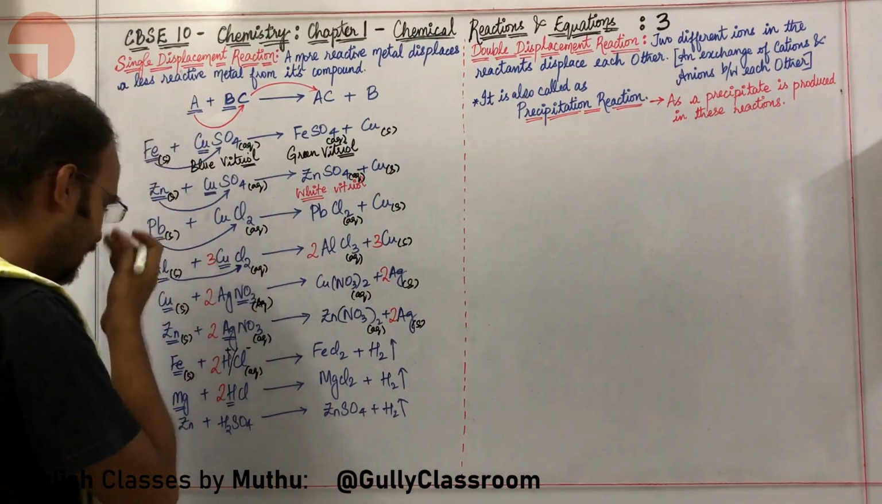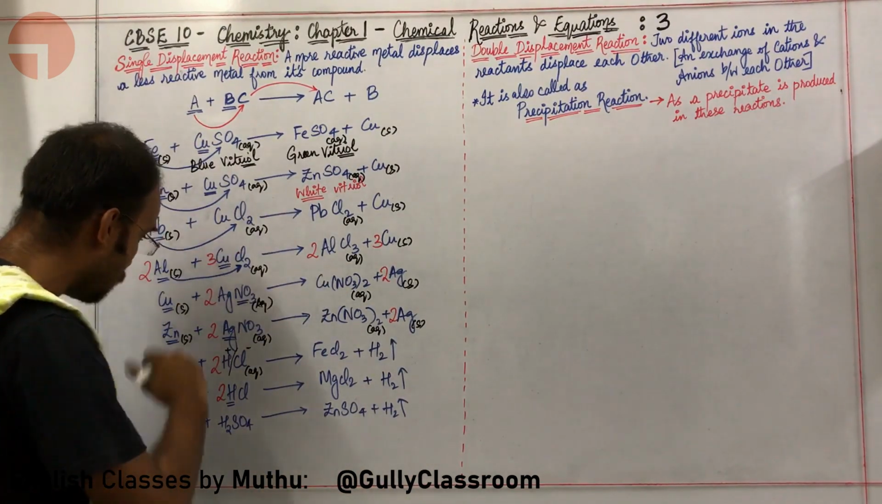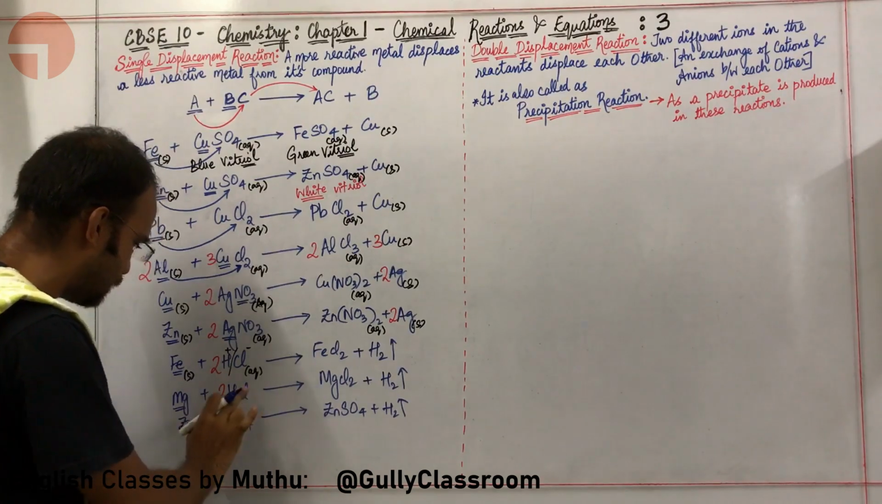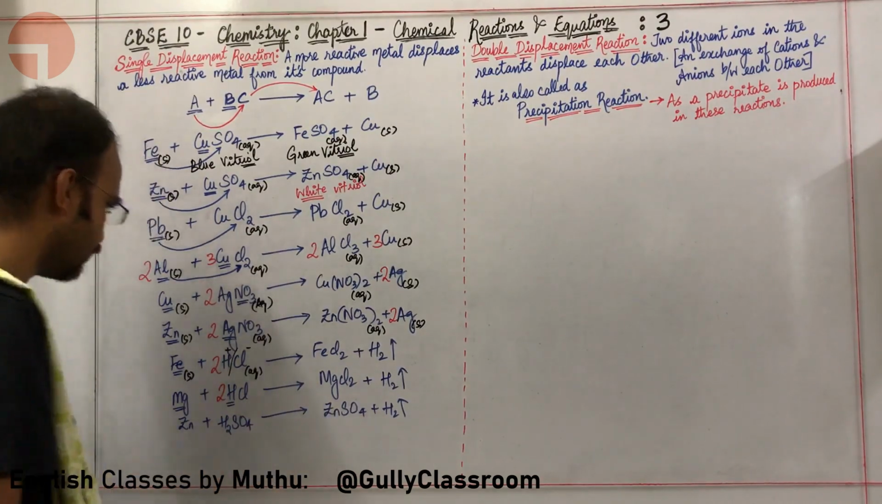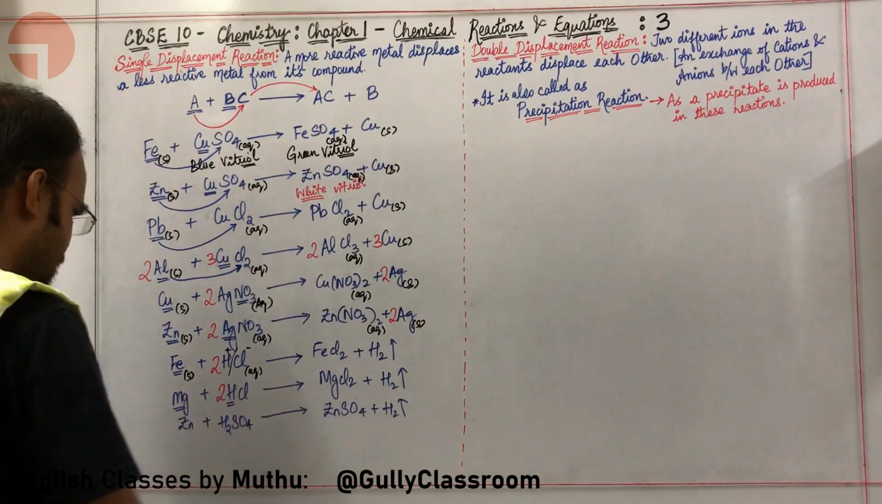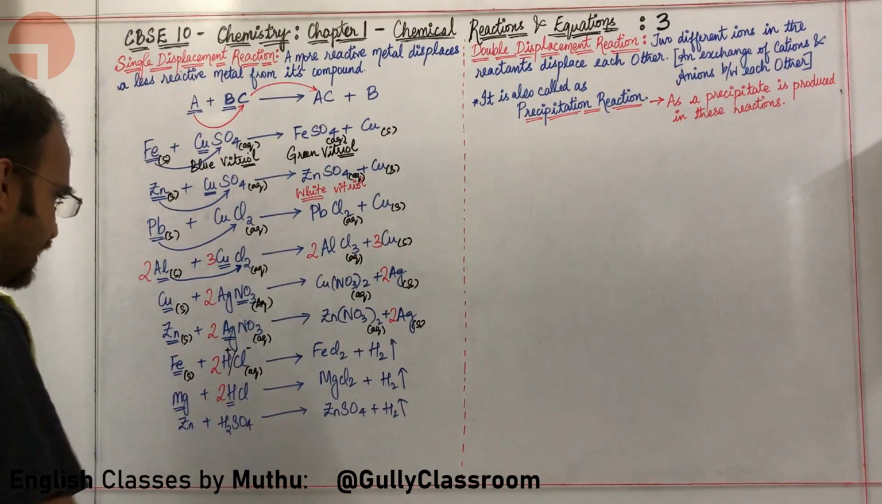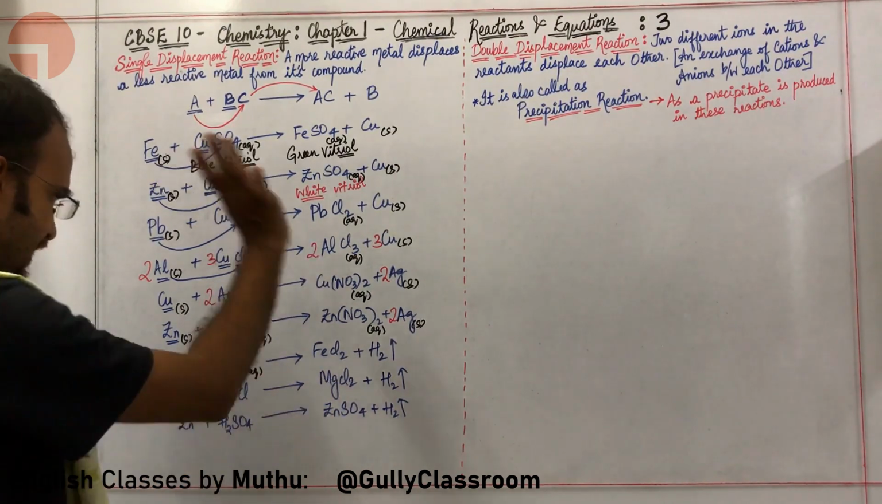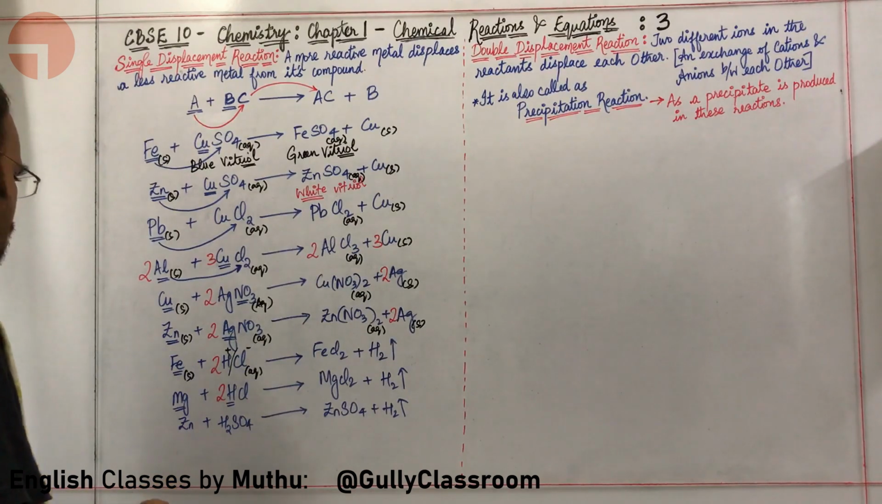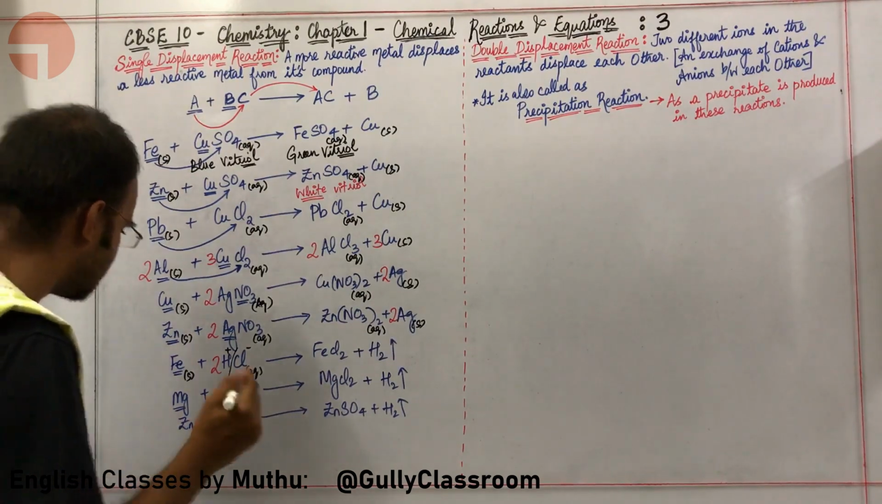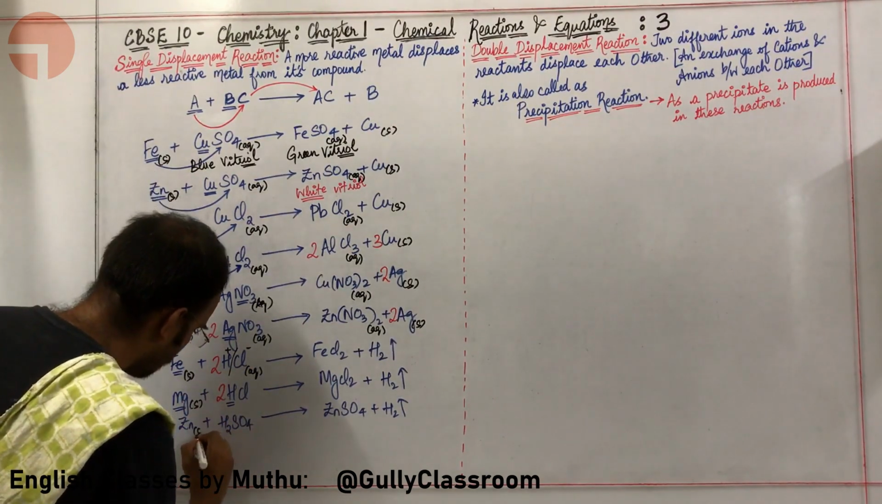Because Zn is more reactive than hydrogen. It is displacing hydrogen and forming ZnSO4. Is the equation balanced? Yes, the equation is balanced. Okay, what about the physical states, sir? Obviously, these two are going to be solids.